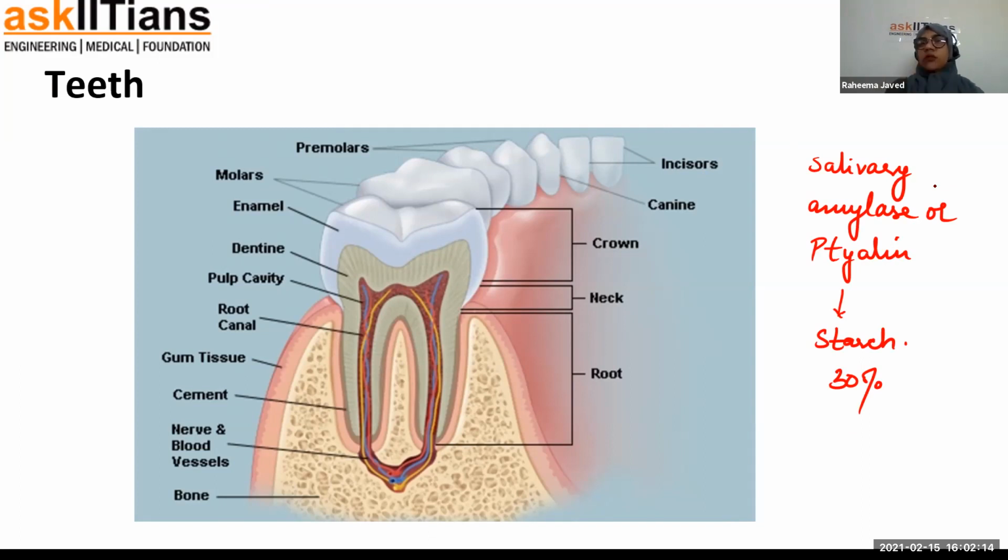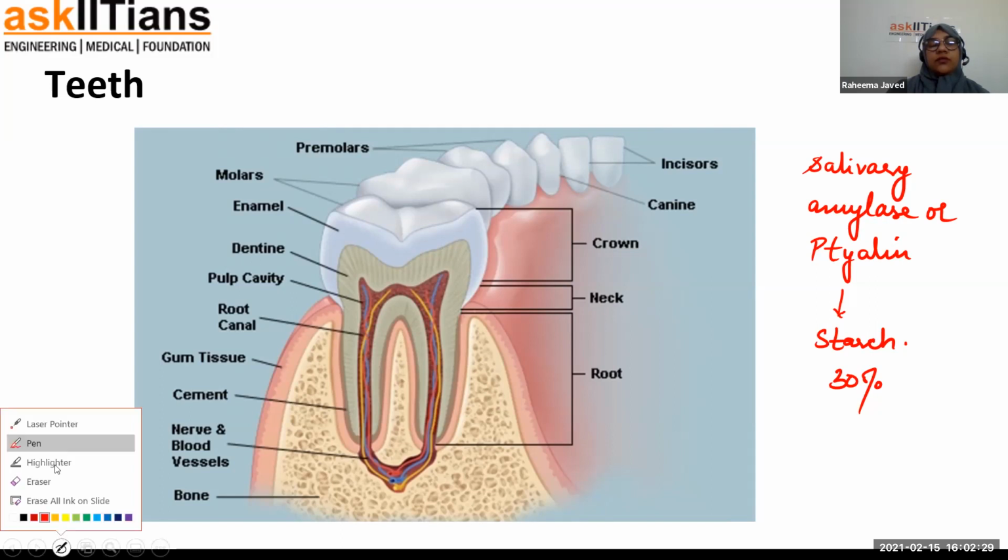So, when we break down the food with the help of teeth, it actually increases the surface area so that salivary amylase can act on starch for its digestion. So, basically, we have four types of teeth.